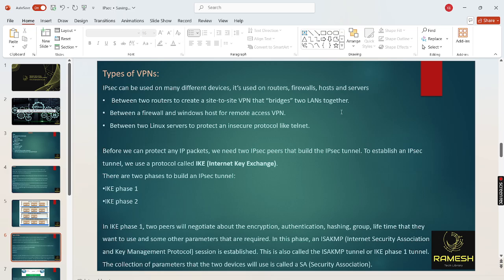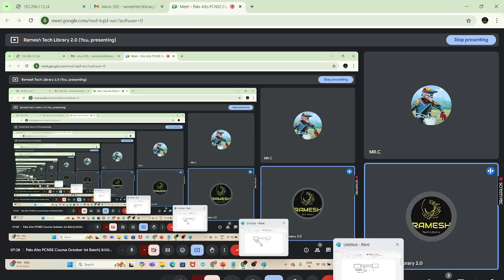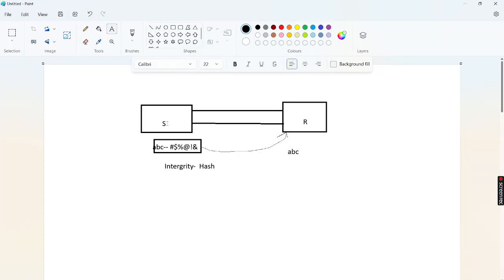If we have a router on both ends like this, if we consider this as a router, and this as a router, the IPsec site-to-site tunnel will be formed between router and router, or firewall and firewall, which we call gateways as well. This is one gateway, this is the other gateway. The site-to-site will be formed between the gateways.